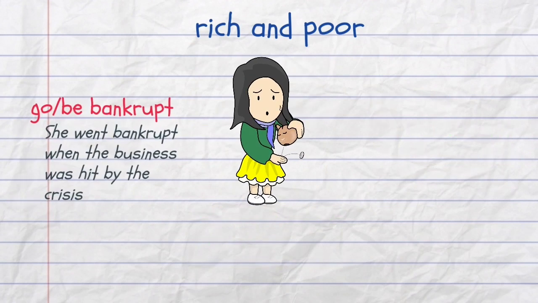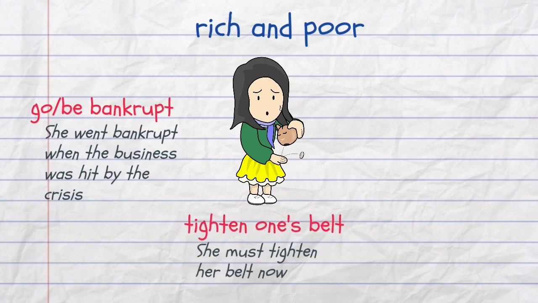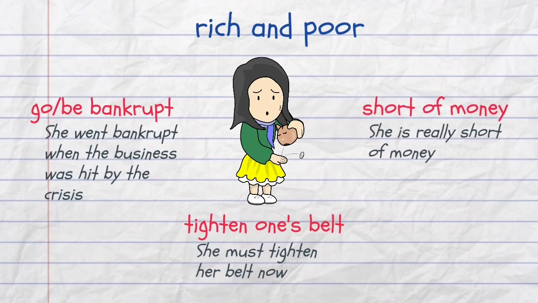Some idioms to talk about lack of money. Go or be bankrupt. She went bankrupt when the business was hit by the crisis. Tighten one's belt. She must tighten her belt now, which means to spend less, much less than usual. Short of money, meaning not to have enough money. For example, she's really short of money now.